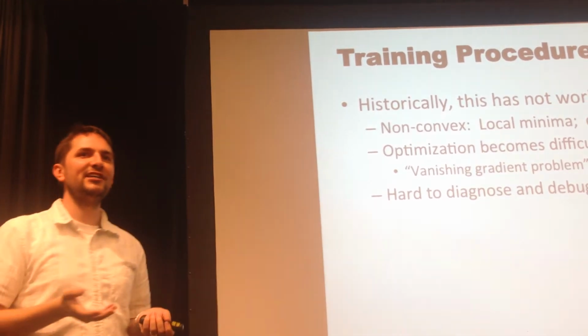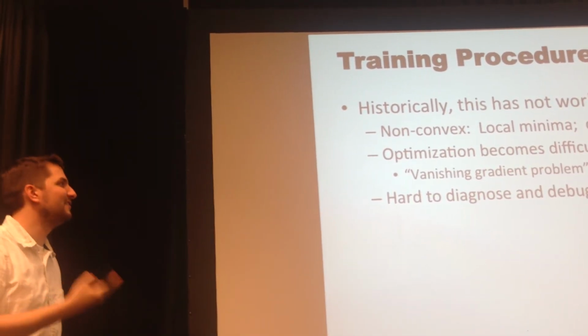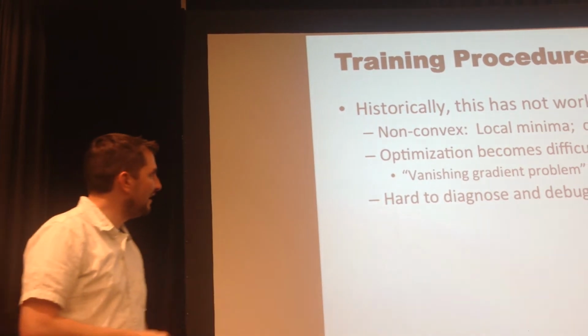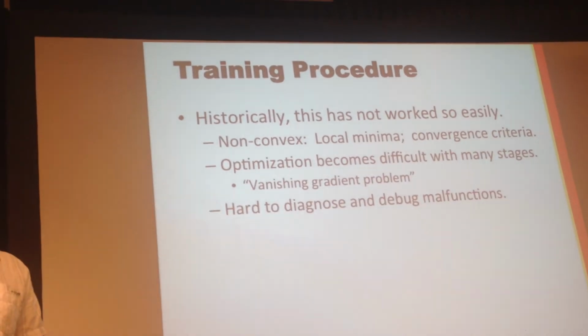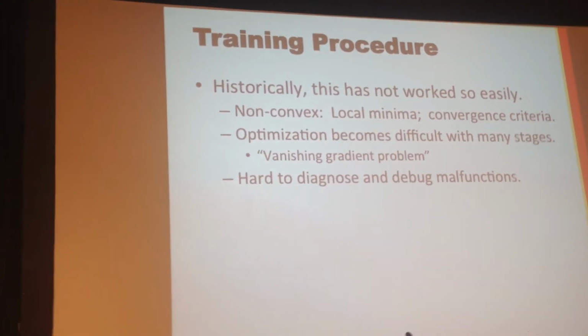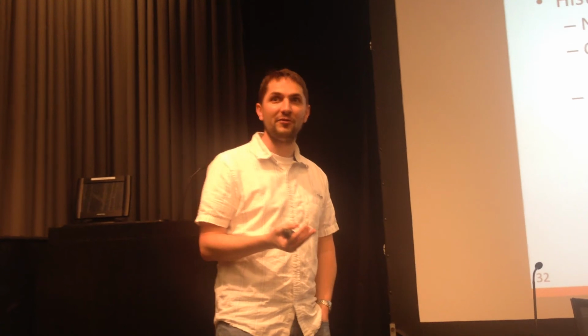I don't know what change to make in these parameters to give you a better function. This is a very severe problem. And finally, it's really hard to diagnose and debug malfunctions. So now you have this big, ugly, nonlinear system. If it's not working, you can't just go look at the parameters and decide what's wrong. There could be millions of them, and they're very hard to interpret.